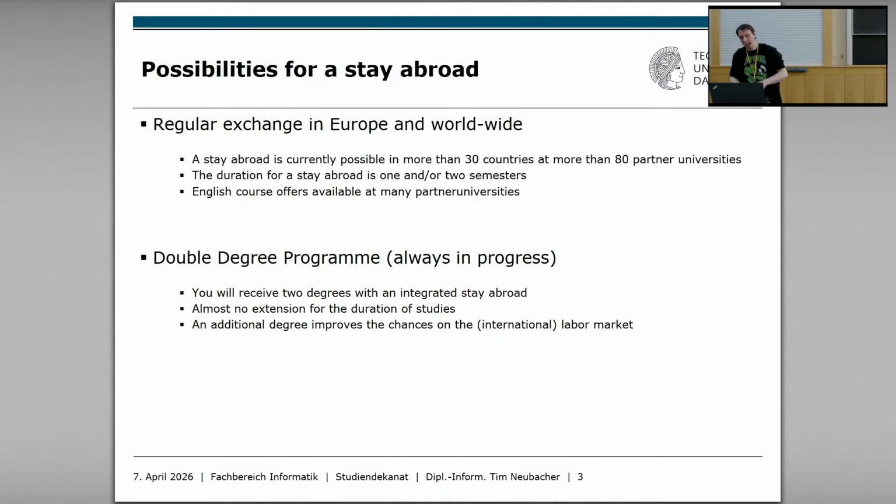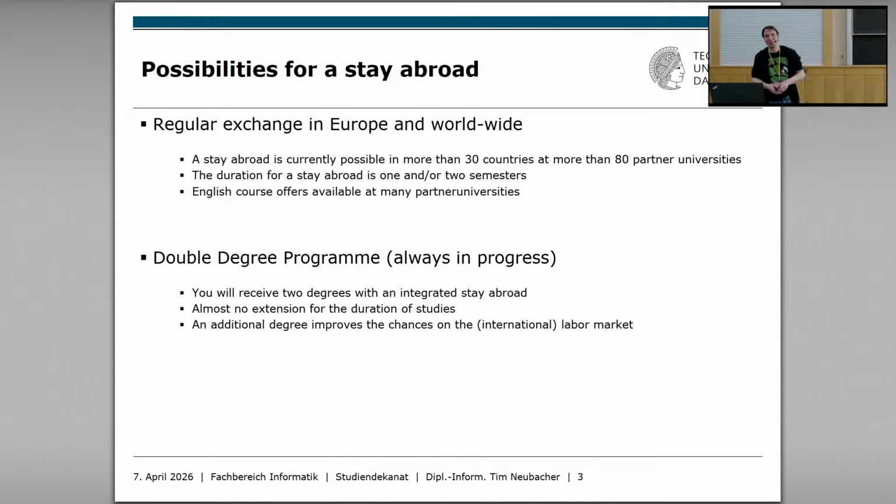The duration of stay would be 1 and/or 2 semesters. That depends on the partnership contracts. So at some partner universities, it's only possible to stay abroad for 1 semester, then either in the winter or the summer semester on our side, right? And sometimes it's even possible to go abroad for a year to a specific partner university.